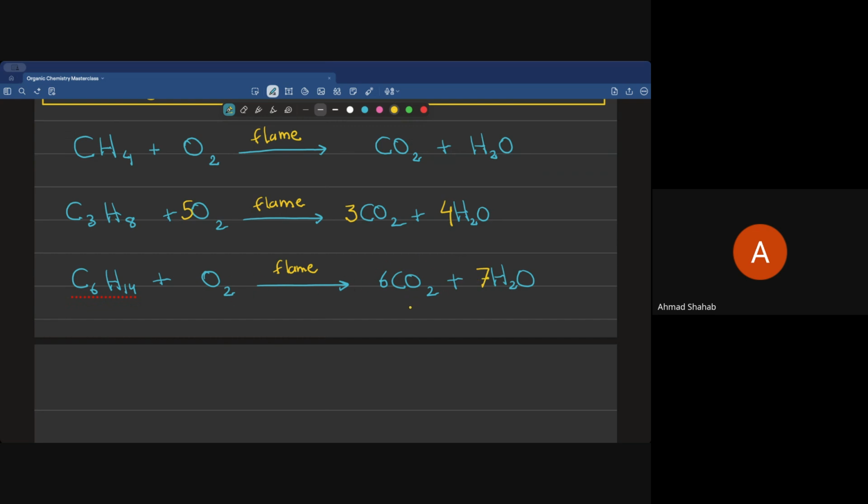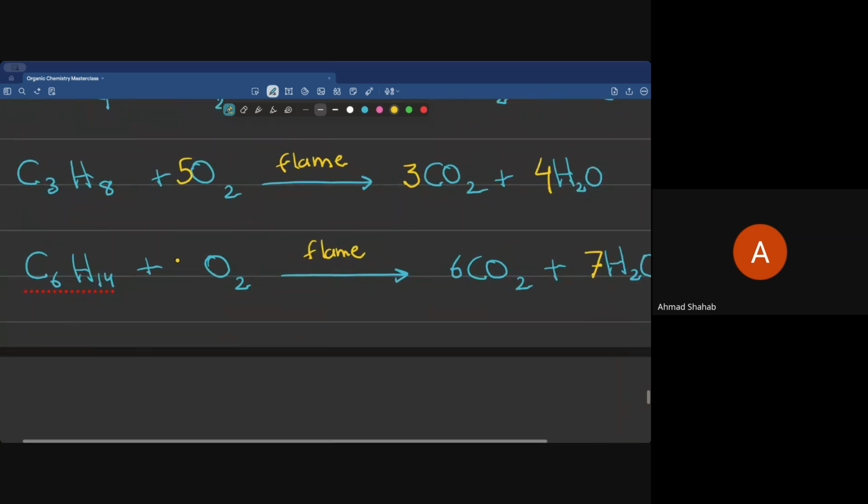And at the end we say 6 into 2 is 12, and 12 plus 7, we have 19 oxygens. Now, what do we multiply by 2 to get 19? We will multiply 19 over 2 with 2, that will make 19, right? Obviously, and that is something I want you to know, in case of organic equations you can balance it in terms of fractions as well. So we will say 19 over 2.